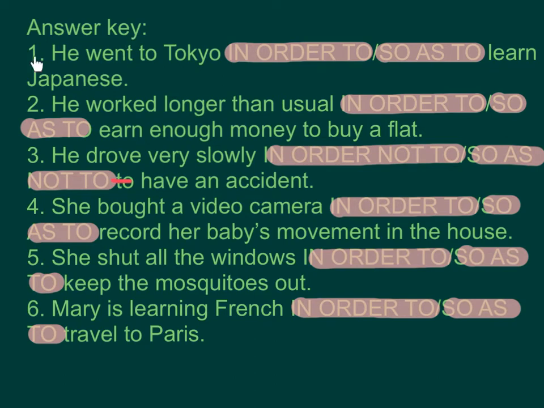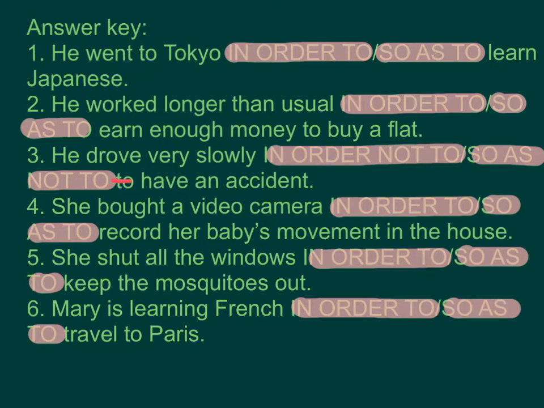Answer key. Number 1. He went to Tokyo in order to or so as to learn Japanese. Number 2. He worked longer than usual in order to or so as to earn enough money to buy a flat. Number 3. He drove very slowly in order not to or so as not to have an accident. Number 4. She bought a video camera in order to or so as to record her baby's movement in the house.